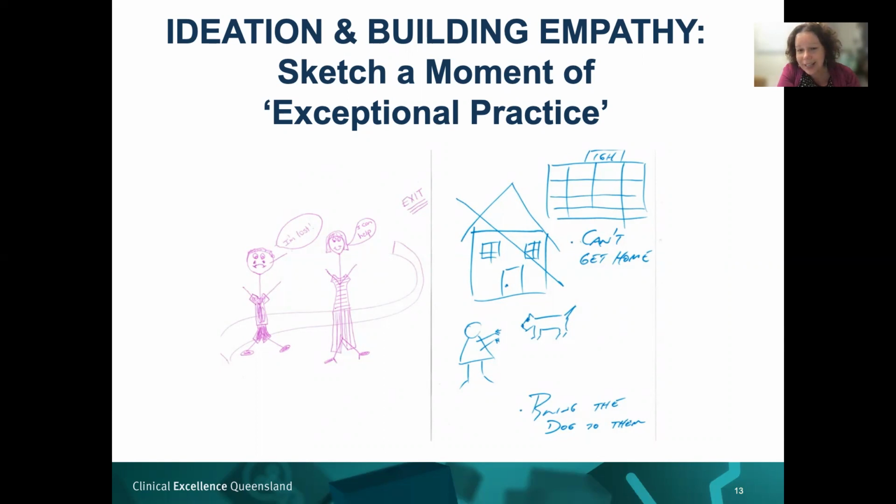And you can see here on the right-hand side, one participant sketched a picture of how they had a person who had a stroke, they were at home and they were in the rehab ward for quite a while and they were missing their dog. So they brought the dog into hospital. Another example was just literally when somebody's lost in the hospital, you actually volunteer and say, hey, how can I help you?